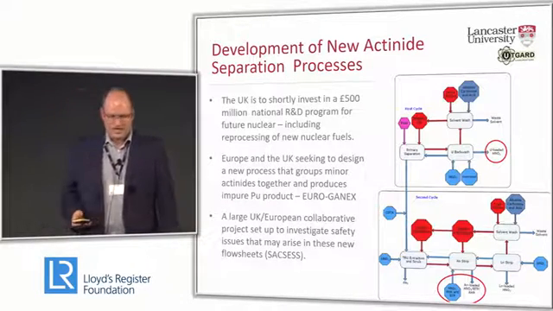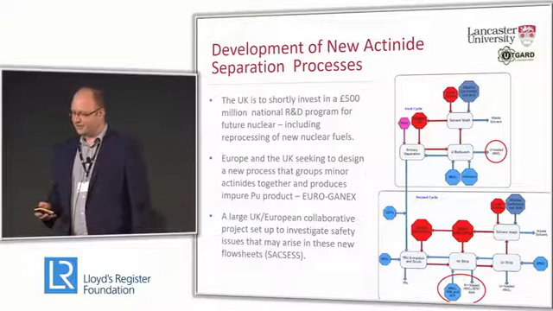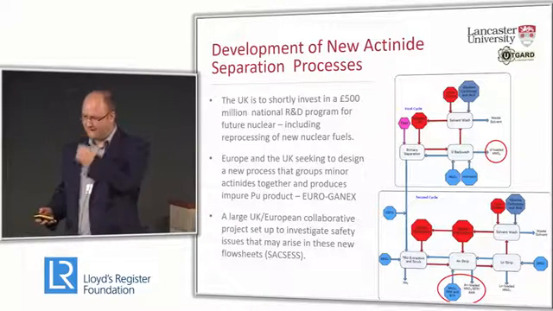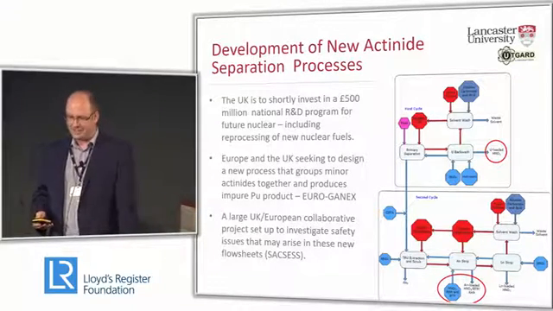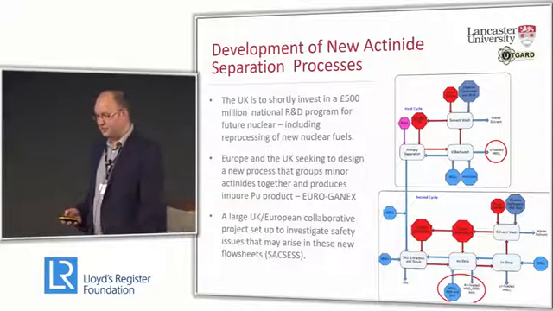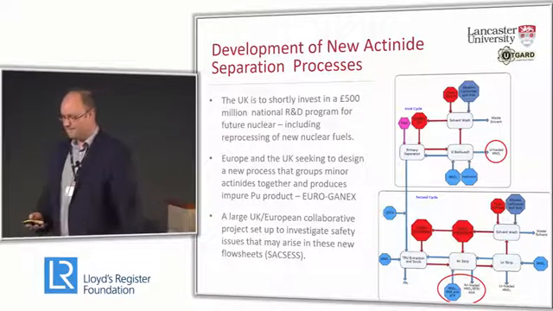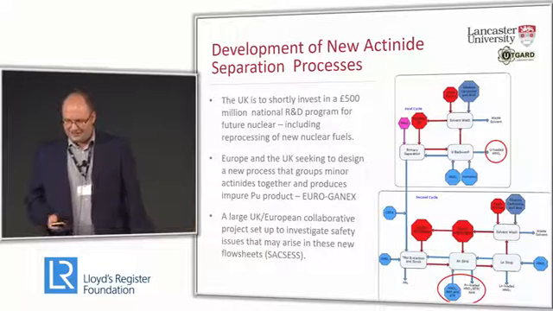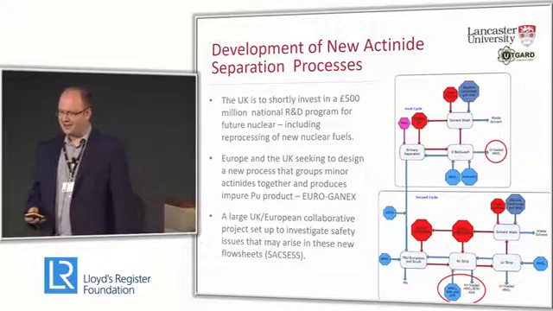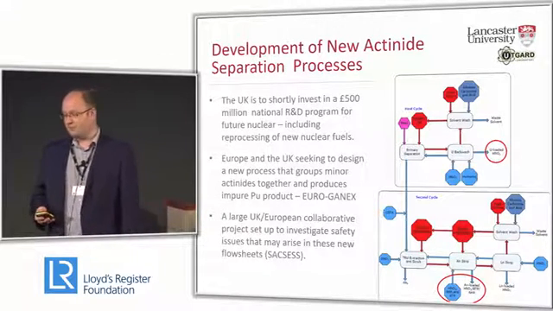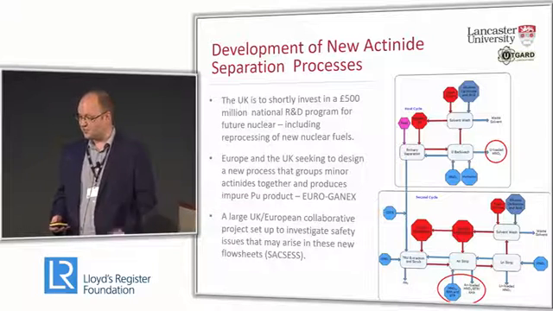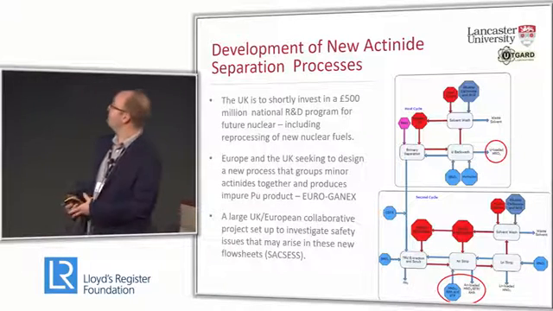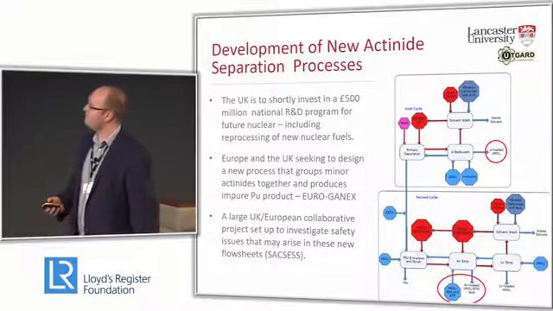So with Hinkley Point C being green-lighted by the UK government, the UK is shortly to invest in a £500 million national R&D programme for future nuclear, in particular looking at reprocessing of new nuclear fuels as well. Now, Europe and the UK are seeking to design a new process that groups minor actinides together and produces an impure plutonium product, so something that's proliferation resistant. And this is shown here on the right. The flow sheet is going to be called the Euroganics flow sheet.